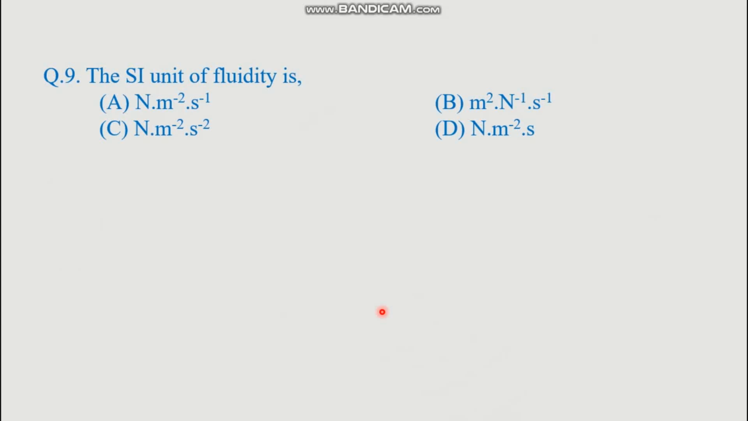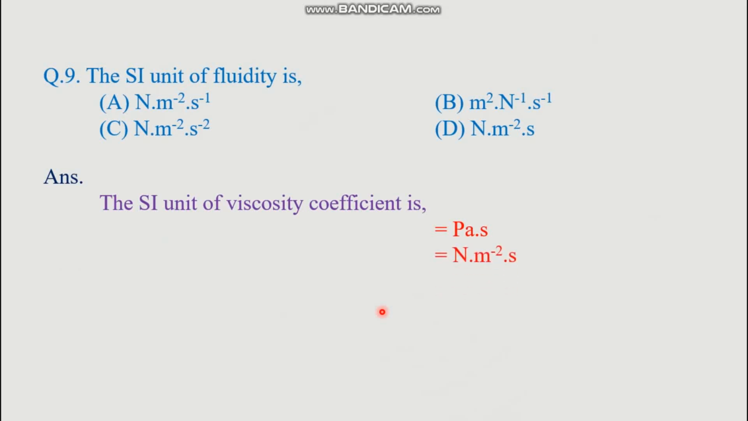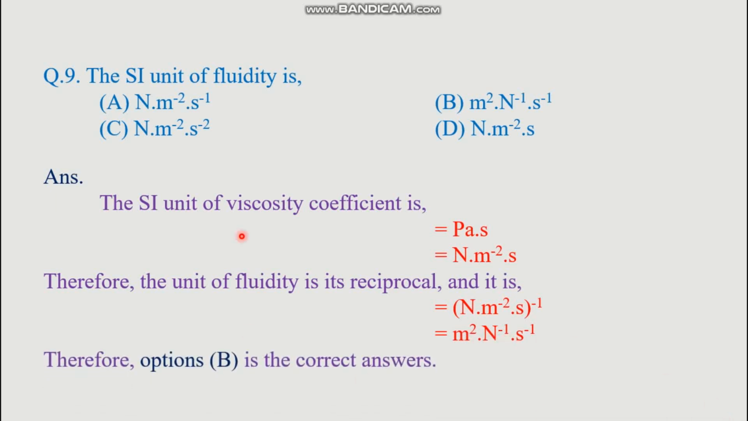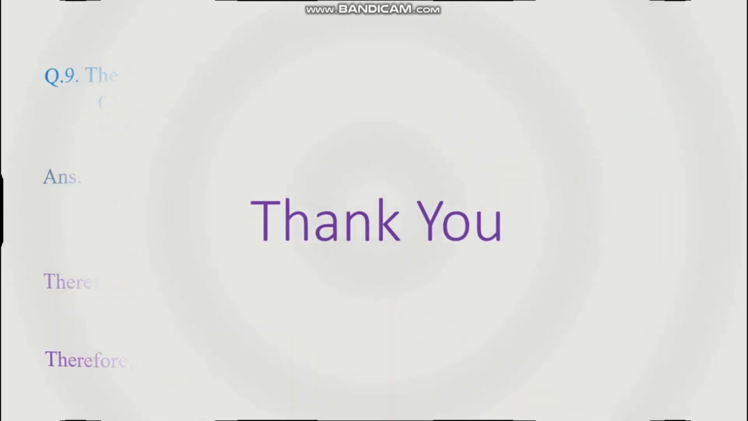And the next question: the SI unit of fluidity. Fluidity is the reciprocal of the viscosity coefficient. Therefore it should have the inverse dimension of viscosity. That means if the SI unit of viscosity is Pascal second, that is Newton per meter square into second, then the unit of fluidity must be its negative power. That means it is Newton per meter square per second, whole to the power minus 1. So it becomes meter square per Newton per second. Therefore it matches this option. So option B is the correct answer. So that's all for the first part.